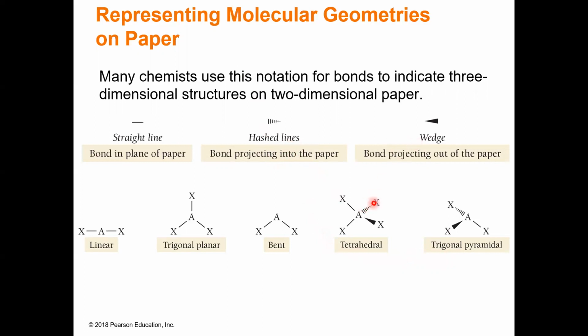Whenever we have hashed lines, that means that that bond is projecting a little bit into the board or a little bit into the plane of your computer in this case. And when we have a wedge, that's showing that that bond is coming a little bit out of the board or of your plane of your computer.